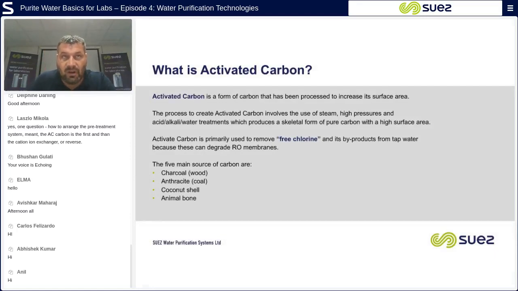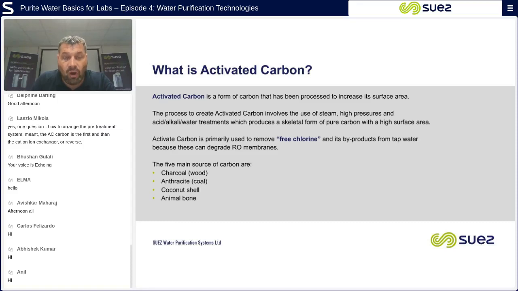What is activated carbon? After the water softener, an activated carbon filter or exchange cylinder will be used to remove chlorine from the water. Activated carbon is a form of carbon that is processed to increase its surface area by the use of steam, high pressures, or chemical treatments.